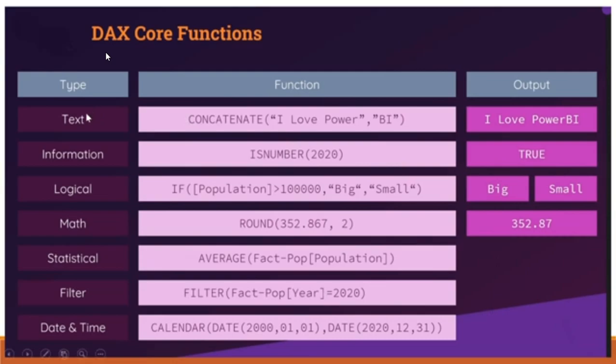So these are the DAX core functions that we are going to learn: text, information, logical, math, statistical, filter, and date and time. Now we are going to focus more on these four: logical, math, statistical, and filter, because these are the most commonly used DAX functions on a daily basis. The other things not so much. Typically logical, math, and statistical are the three most commonly used functions in the DAX language in Power BI.